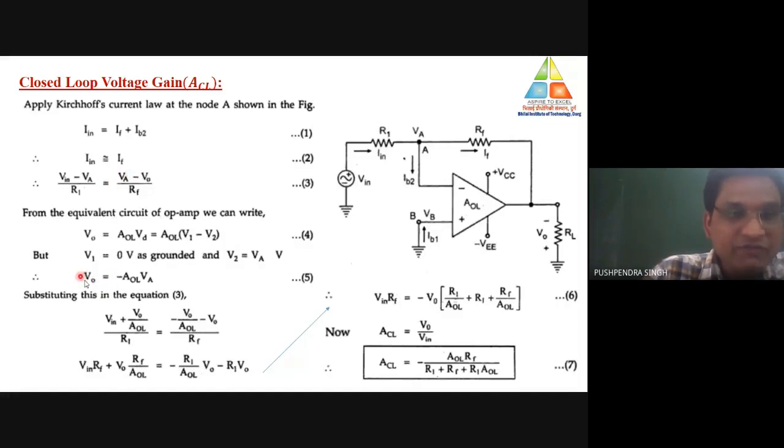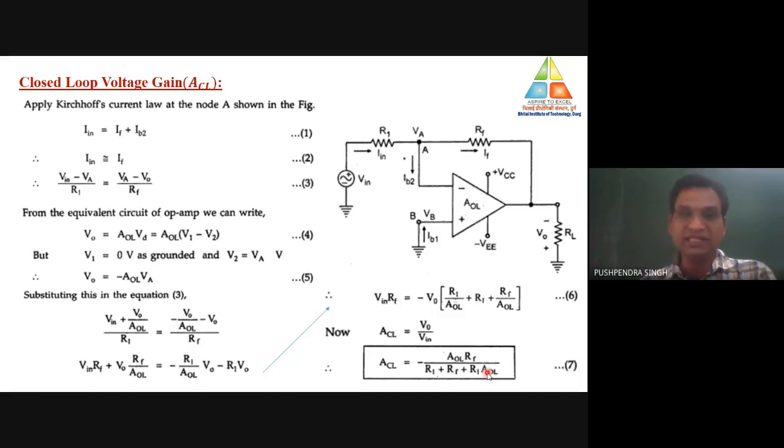We want the value of V0, and also we want the value of AOL. That means all the intermediate parameters have been eliminated. So just substitute the value of VA in equation number 3 and simplify the equation. After substituting, this is our expression. Then finally you can do this calculation. After the simplification, the final value of closed loop gain will be how much? This one, equation number 7.